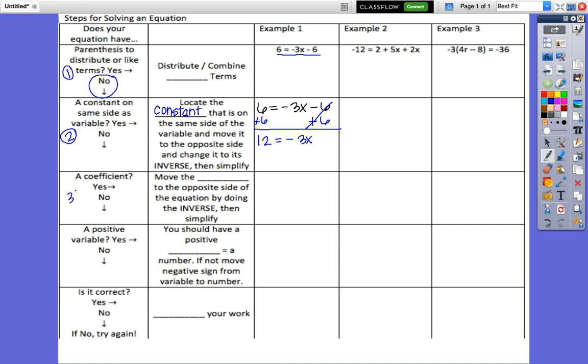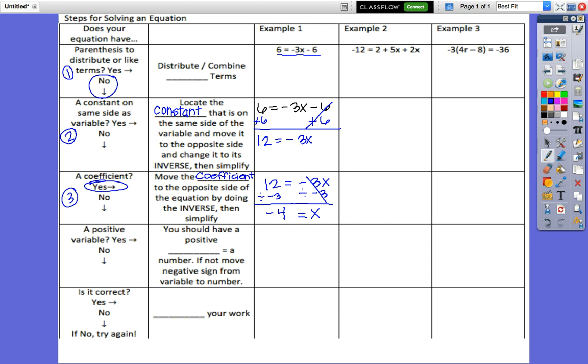Now, step 3 says, do we have a coefficient? A coefficient is a number in front of the variable, and we do. So we're going to move the coefficient to the opposite side of the equation by doing the inverse and then simplifying. So in this step, we are down to 12 equals negative 3x. We're going to divide by this 3, and we're going to take that sign with it, because you'll see in the next step, we don't want that variable to be negative. Negative 3 divided by 3 just leaves us with that 1x. 12 divided by negative 3 is negative 4.